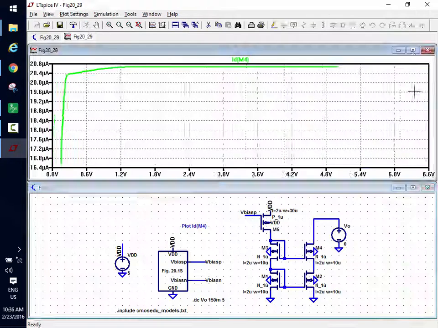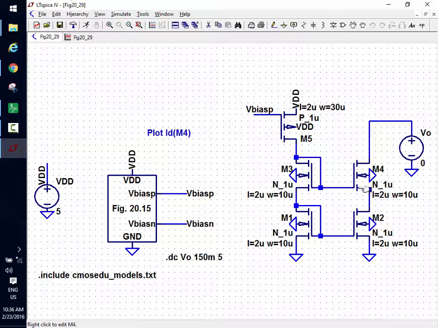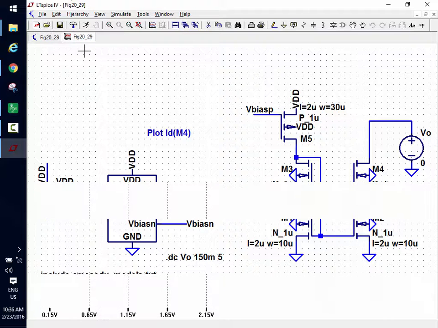I hit run, and I look, and I go, holy crap, that's flat. See how flat that is? But wait, what happens right here? Yeah, the top device goes into triode because I don't have a large enough voltage. This top device goes into triode, and so then I just see the output resistance of this guy. So keep your mental picture there.